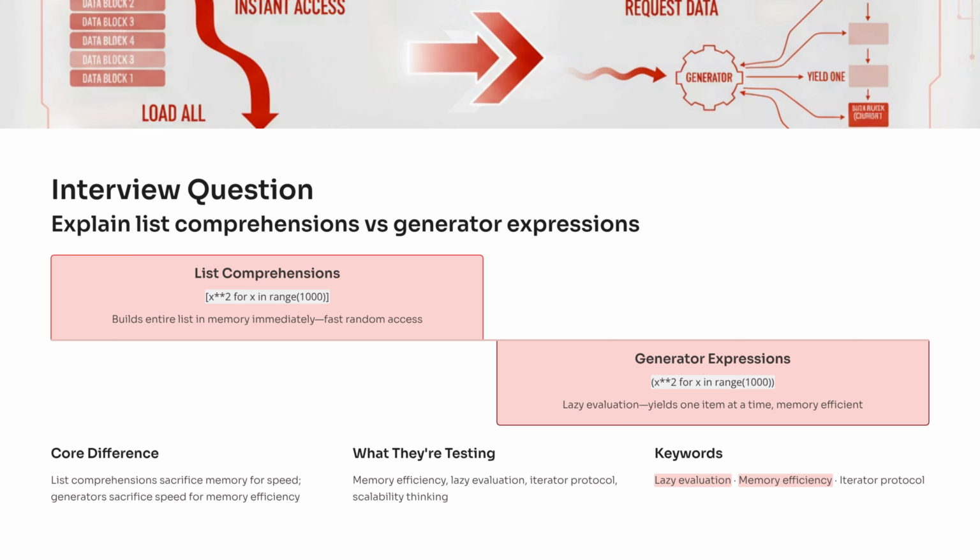Now, a generator expression looks almost the same, but it's lazy. Instead of building everything up front, it produces one item at a time only when you ask for it. So the difference is simple but powerful. Lists trade memory for speed. Generators trade a bit of speed for massive memory savings. Think of it like downloading an entire movie before watching, versus streaming it as you go. Both work, but one saves a lot more data.